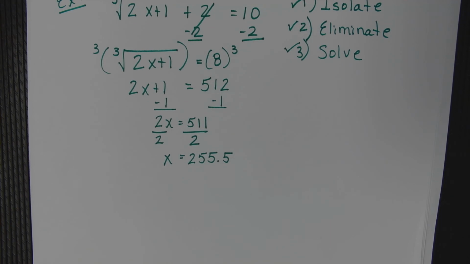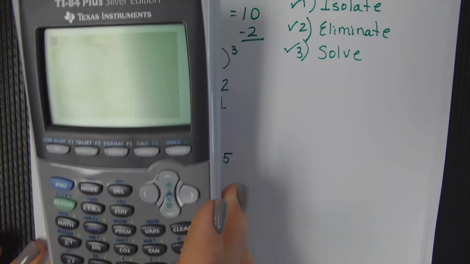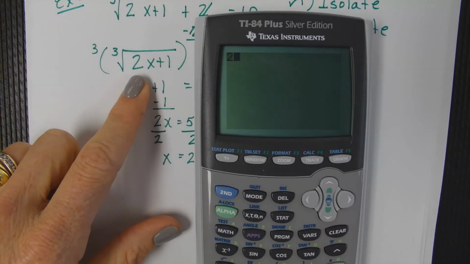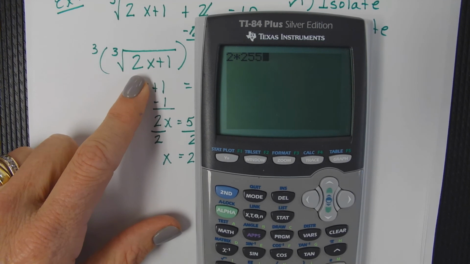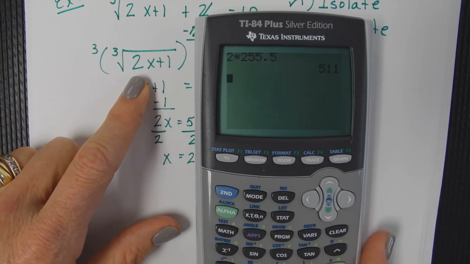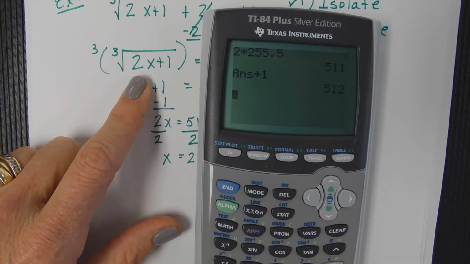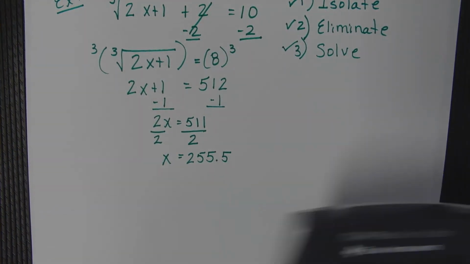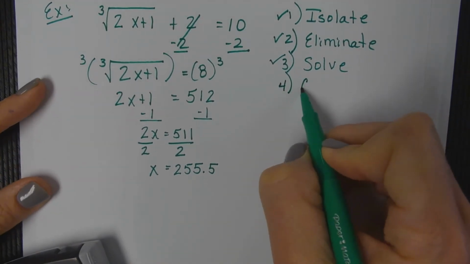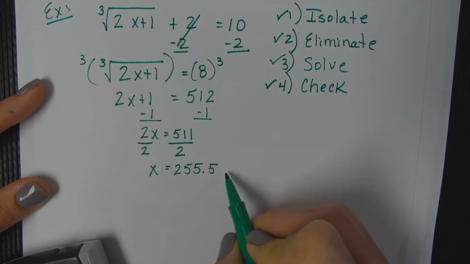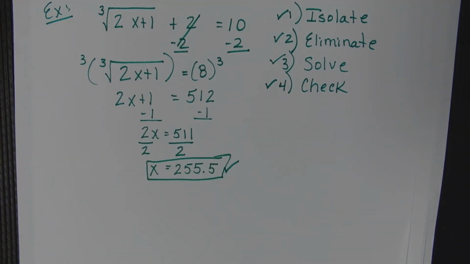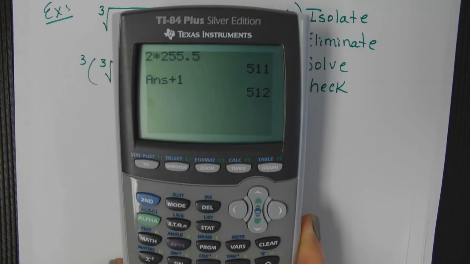Let's put in this x value. So we have 2 times 255.5, and you get 511 plus 1. You take the cube root of that, which I know is 8, and your answer is correct. So last step is check, and there it is. I got 513. Make sure you did that step right.